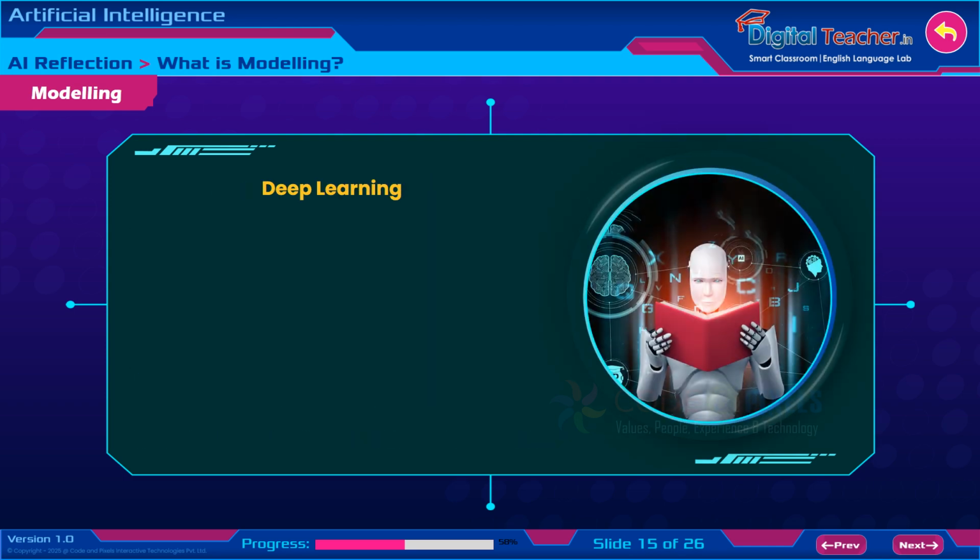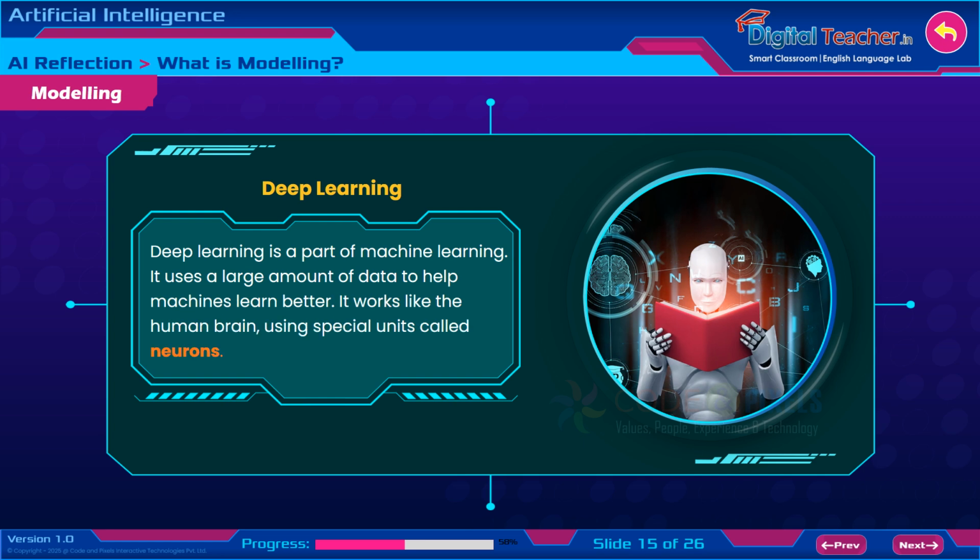Deep learning. Deep learning is a part of machine learning. It uses a large amount of data to help machines learn better. It works like the human brain, using special units called neurons. Examples: Google Translate, face detection in social media apps.